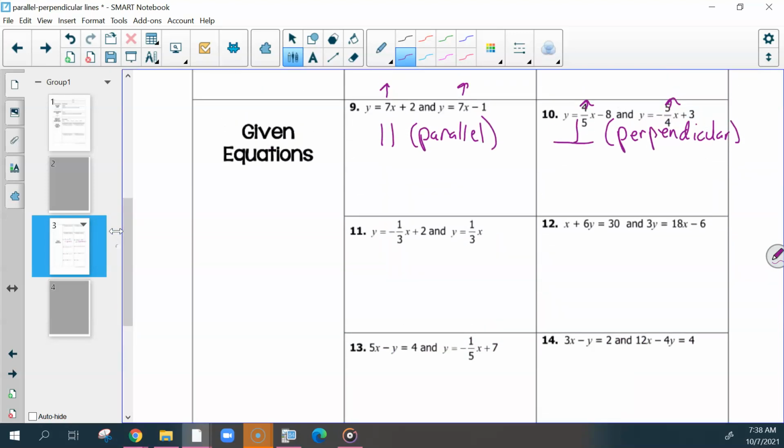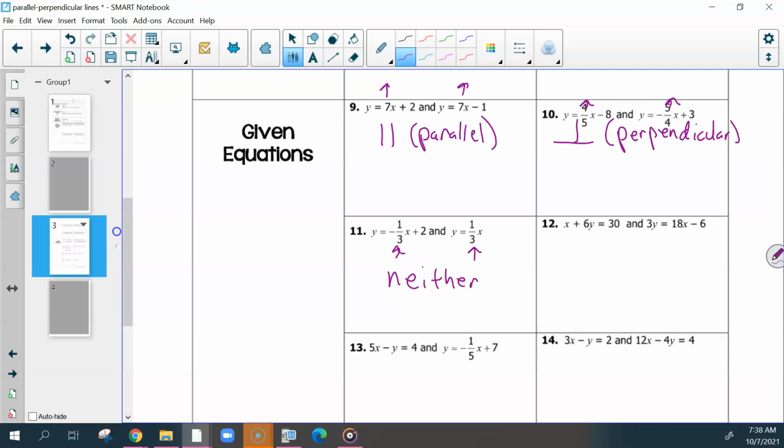For number 11, would those be parallel, perpendicular, or neither? Neither. They look the same. One is positive, one is negative. So the positive negative makes you think it's perpendicular, but they're not negative reciprocals, so this would be a neither. There's not a symbol for neither. You have to look that up.